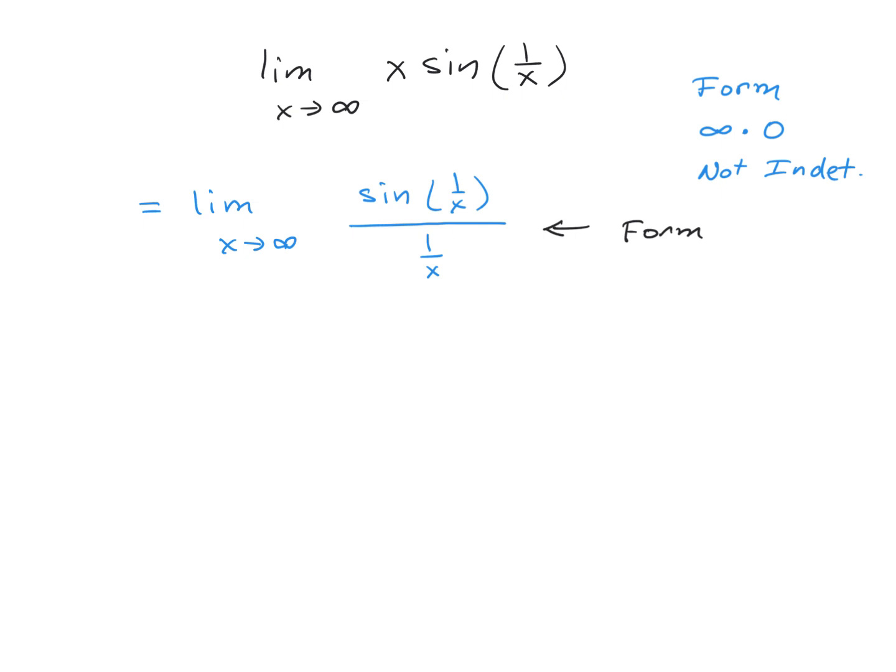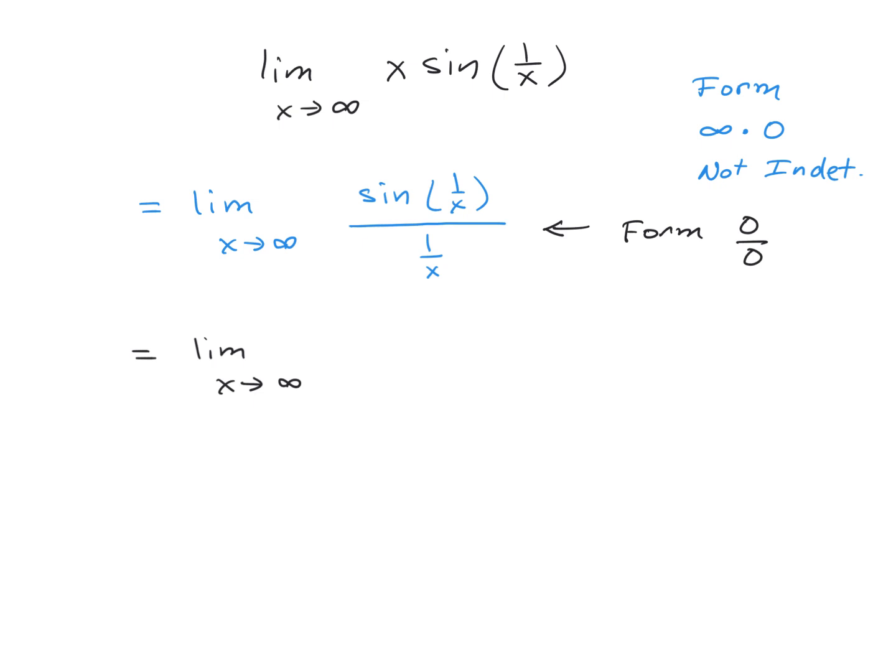This form is actually going to be 0 over 0 since x is going to infinity and the fraction 1 over x goes to 0. So we are now ready for L'Hopital's rule. So in doing so, we're going to take a look at the limit of the ratio of the two derivatives.